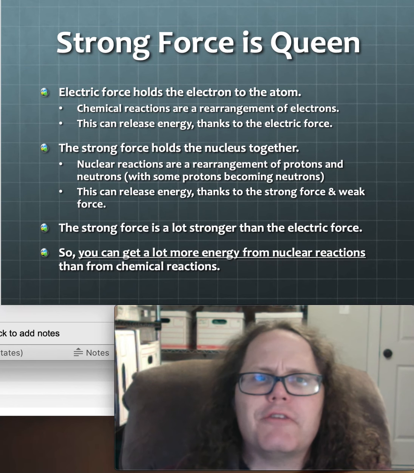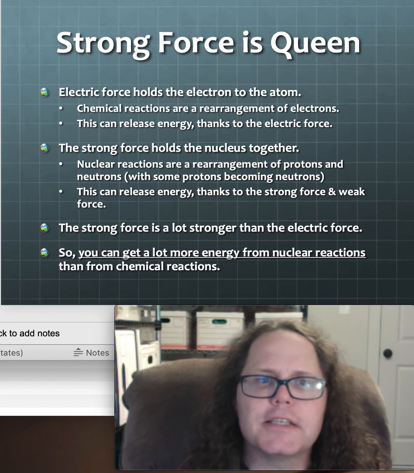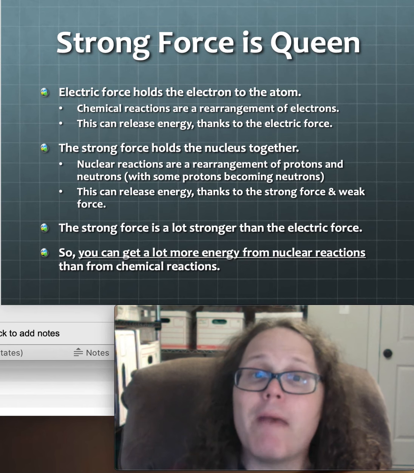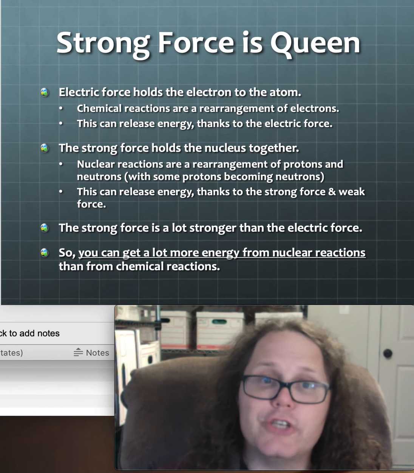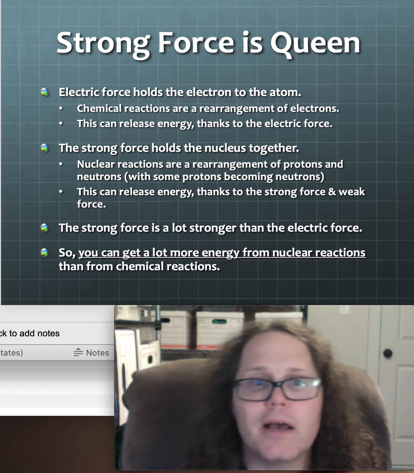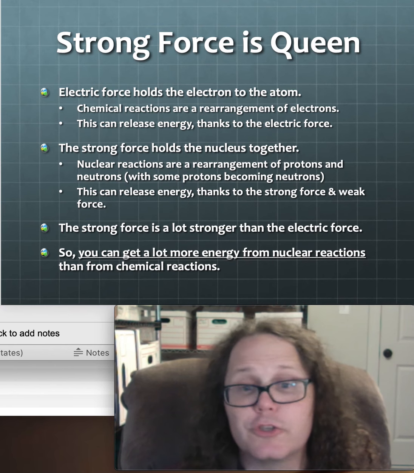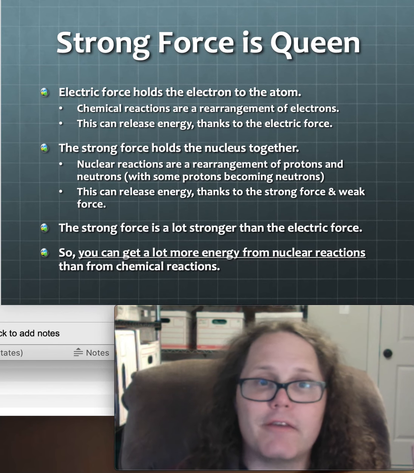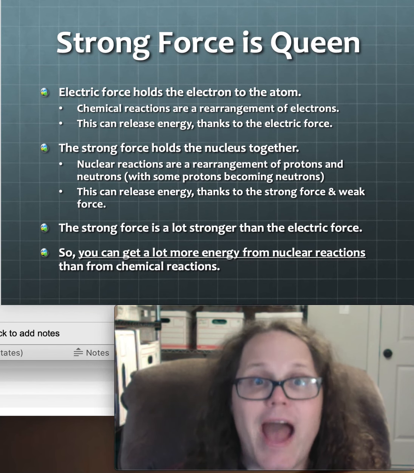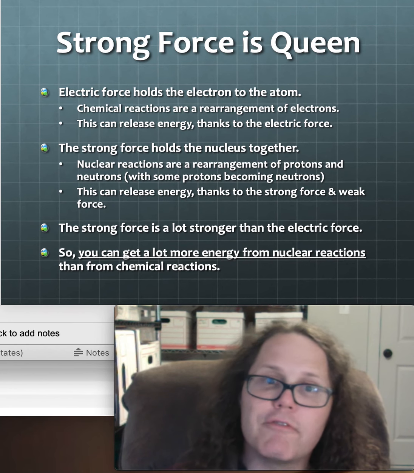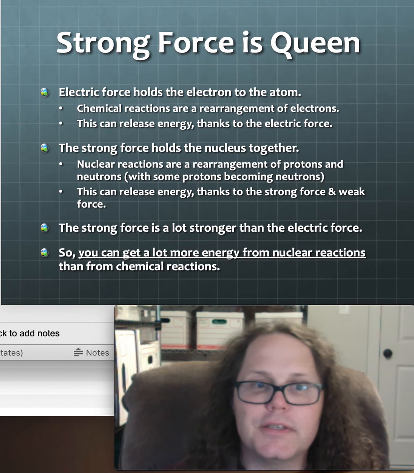What does the strength of forces have to do with nuclear physics? A chemical reaction such as fire uses the electromagnetic force to release energy. A nuclear reaction uses the strong force and sometimes the weak force as well. Well, the strong force is a hell of a lot stronger than the electromagnetic force. So you can extract a hell of a lot more energy from nuclear reactions than from chemical reactions.